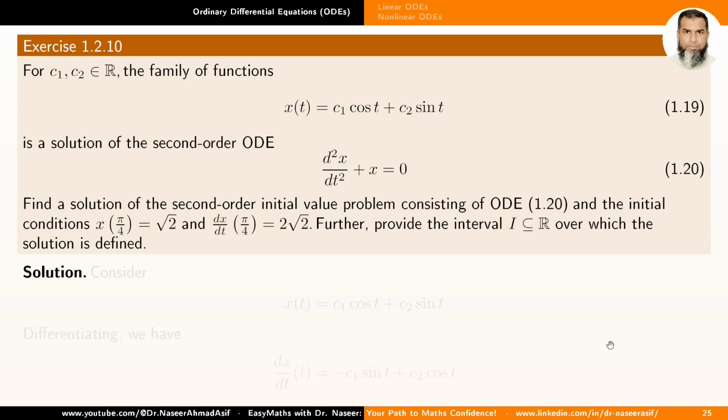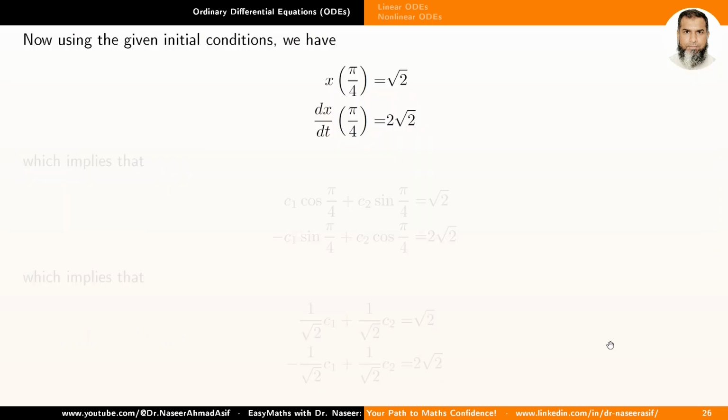Well, see solution. Consider x of t is equal to c1 cosine t plus c2 sin t. Differentiating, we have dx by dt of t is equal to minus c1 sin t plus c2 cosine t. Now, using the given initial conditions, x of pi by 4 is equal to 2 square root, dx by dt of pi by 4 is equal to 2 into 2 square root. So we have c1 cosine of pi by 4 plus c2 sin pi by 4 is equal to 2 square root, minus c1 sin of pi by 4 plus c2 cosine of pi by 4 is equal to 2 into 2 square root.